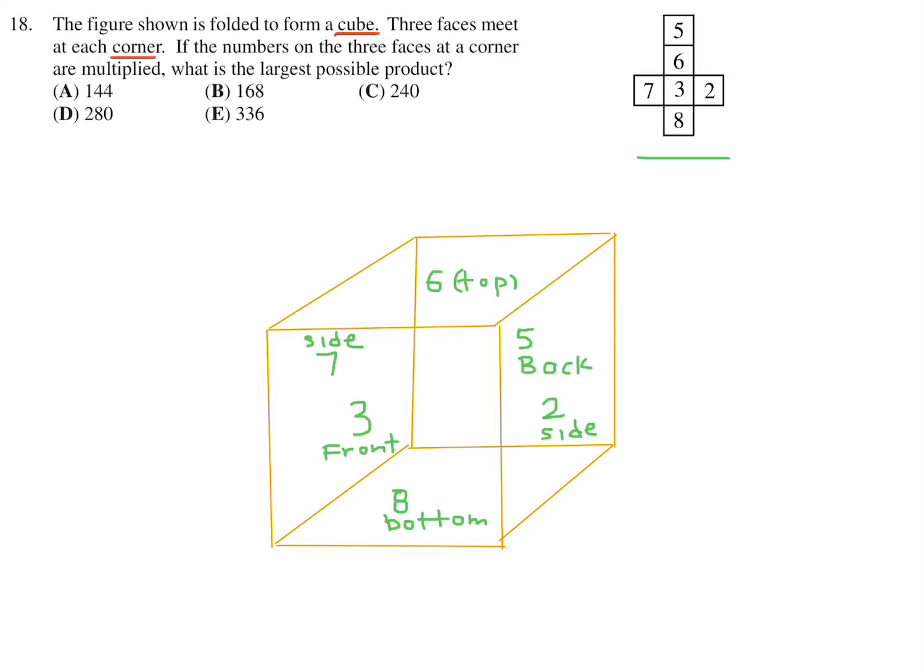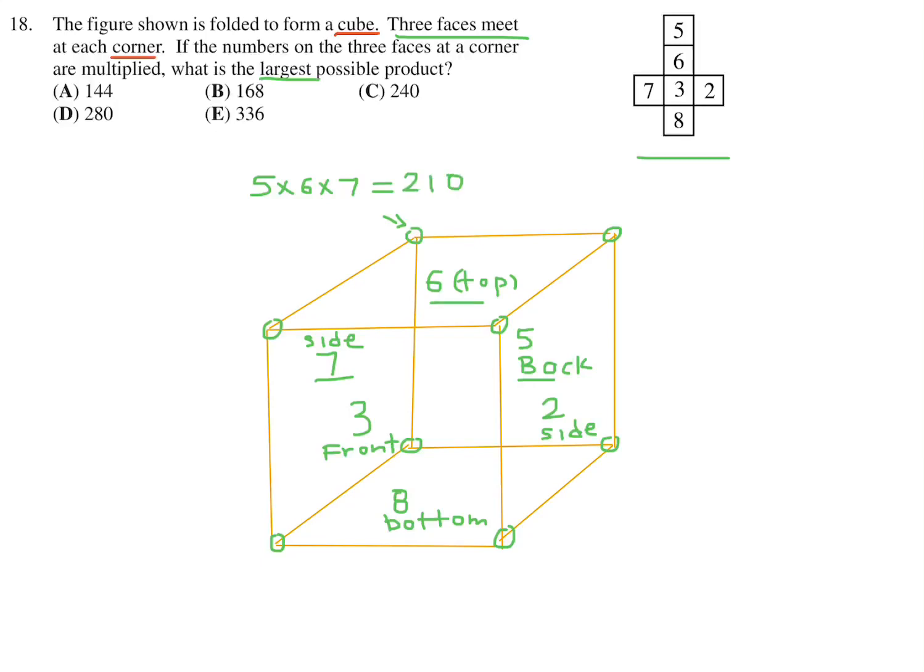So then what they're saying is on each corner, these are the corners, like that. At each corner, 3 faces meet. What is the product of those 3 faces? And then what is the largest product? So for example, let's start with this one here. What are the 3 faces that meet? Well, the top face meets there, the side 7 meets there, and the 5 back meets there. So 5 times 6 times 7 is the product at that corner, and that is 210.